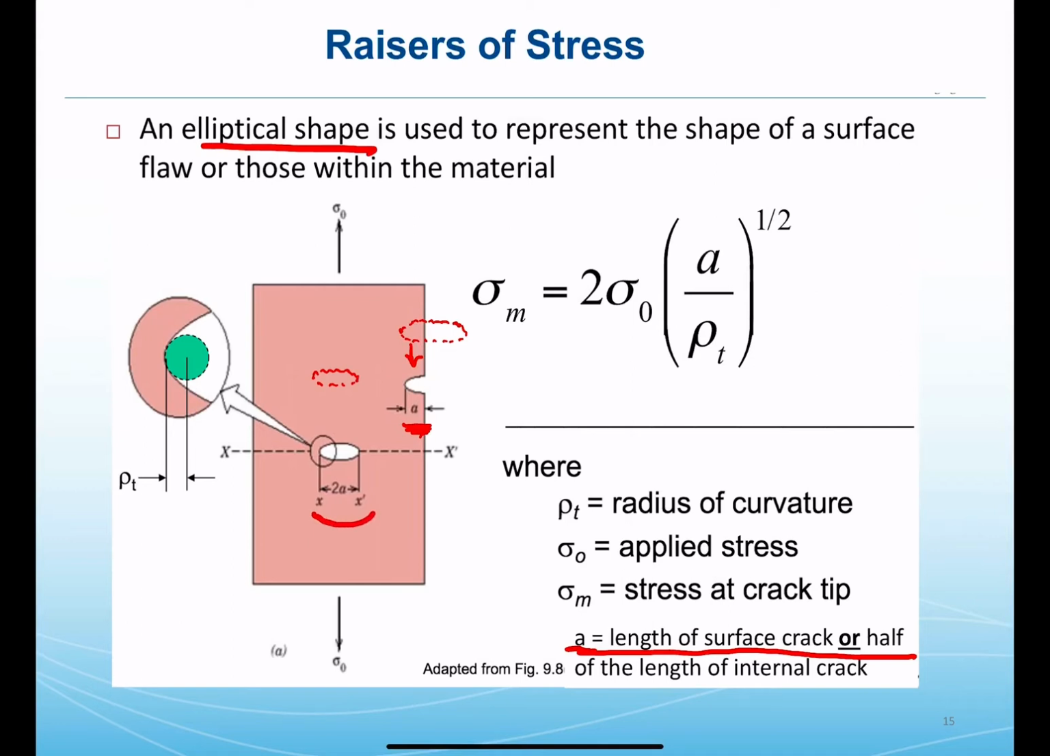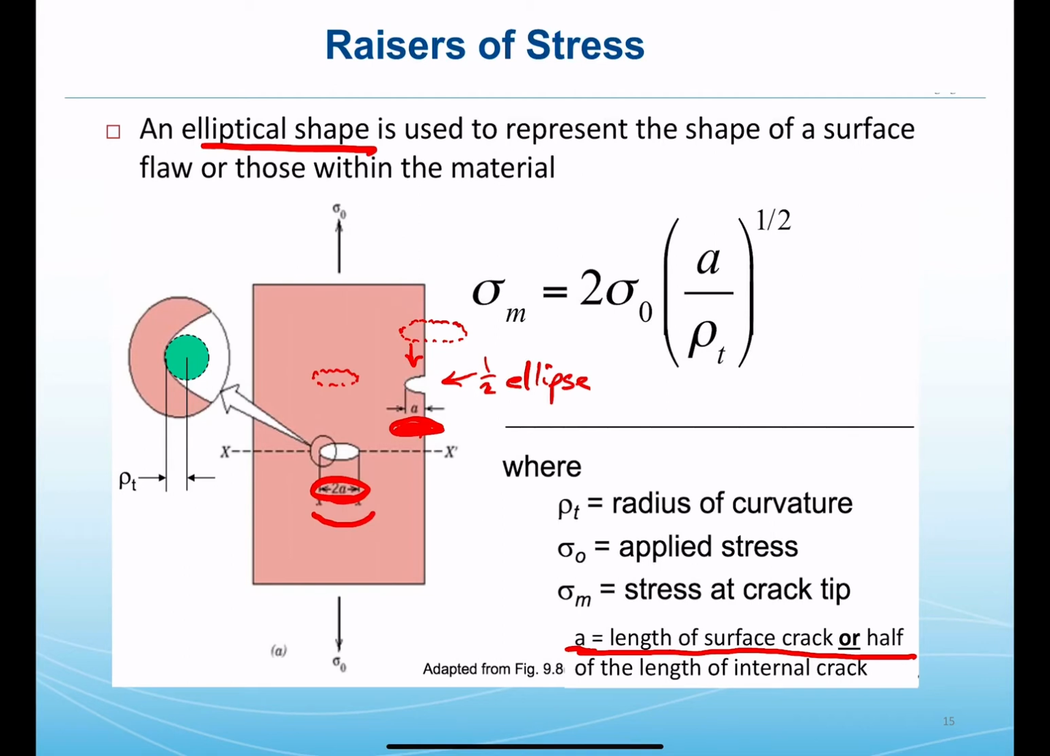So that is a full ellipse here of length 2A, used versus a model that uses a half ellipse to represent the surface flaw. Okay, so that distinguishes the 2A for the full length of the internal crack versus a surface version that's only A in overall depth.